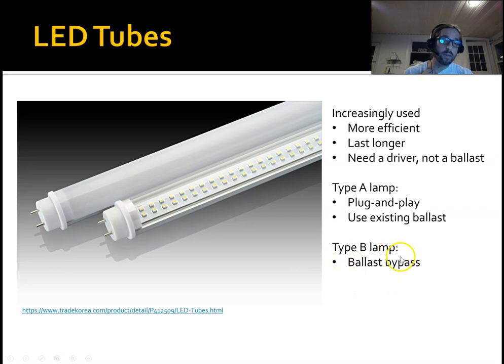Whereas with type B, what you do is you basically circumvent the ballast, and you just rewire the light. So you skip the ballast entirely. And so you don't have to worry about the ballast burning out.